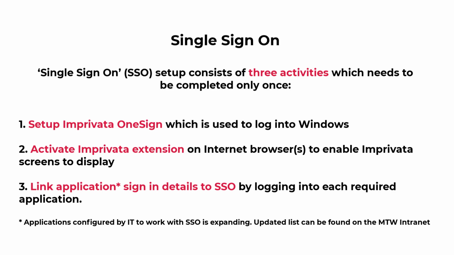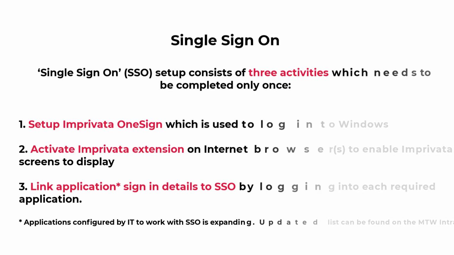1. Set up Imprivator OneSign, which is used to log into Windows. 2. Activate the Imprivator extension on internet browsers to enable Imprivator screens to display. 3. Link the application sign-in details to single sign-on by logging into each required application. Note: the list of applications configured to work with single sign-on is expanding. The updated list can be found on the MTW intranet.